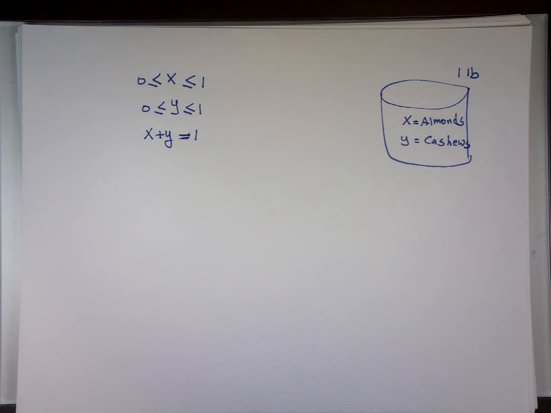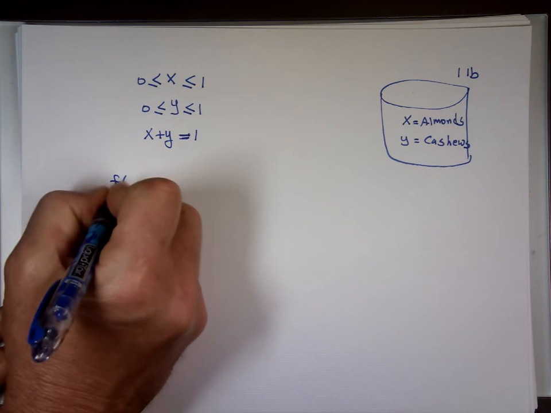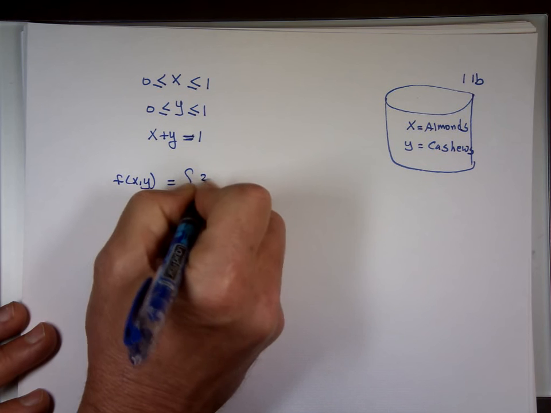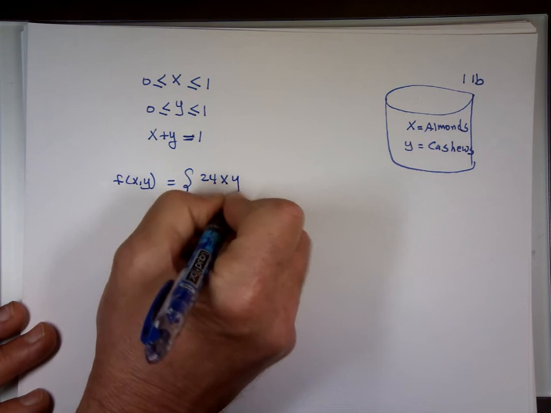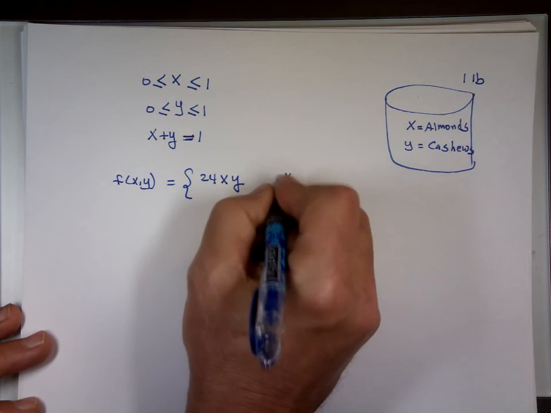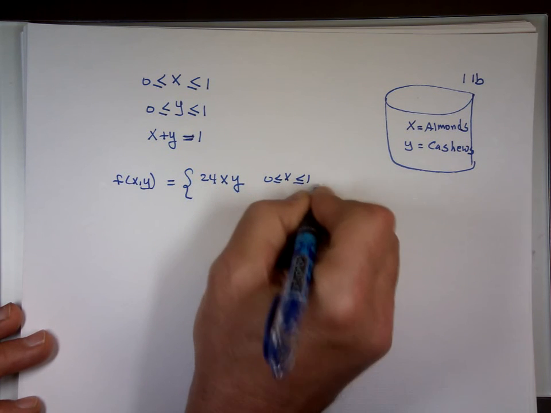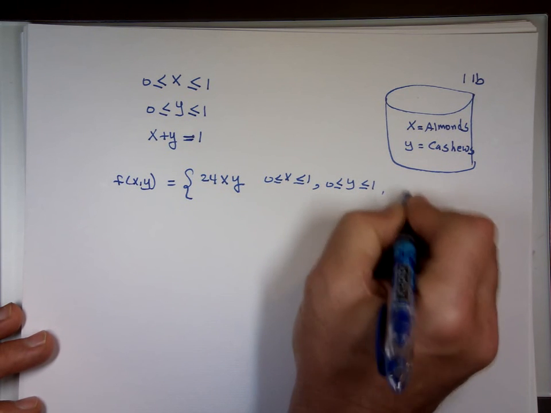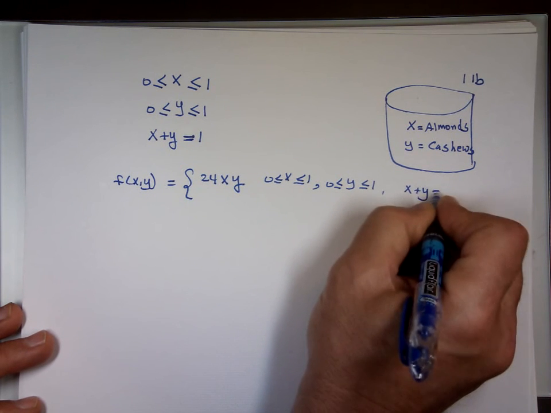Somebody came up with a function that described the almonds and the cashews mixed together. And it said we found that the joint density function that represents that happens to be 24 times X times Y. That's it. And again, x is between 0 and 1, y between 0 and 1, and x plus y has to equal 1, and 0 otherwise.